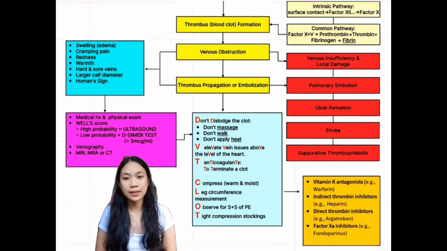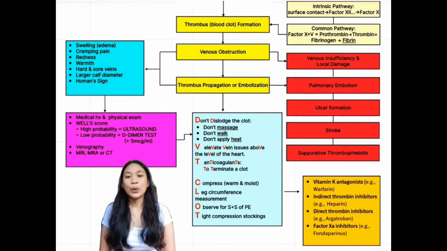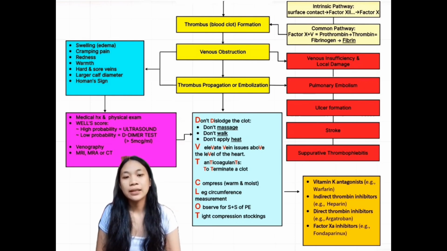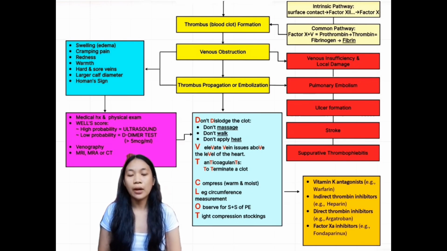For a diagnostic test, we have here medical history and physical examination. Next is the Wells score, which is a clinical tool that helps doctors determine a patient's risk for developing a deep vein thrombosis and pulmonary embolism. Wherein if the probability is high, we use ultrasound. So this test uses sound waves to check the blood flow in your veins. Wherein if the probability is low, they use the D-dimer test, which is a blood test that measures the amount of D-dimer, a protein produced by the body to break down blood clots.